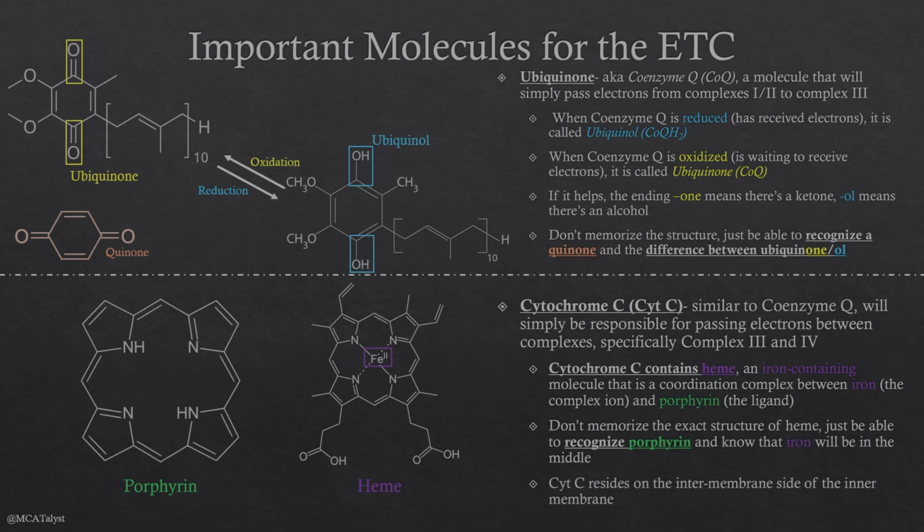Cytochrome C, additionally, is going to be on the intermembrane side of the inner membrane. So the inner membrane has one side that faces the matrix, and another side that faces the intermembrane space. Cytochrome C just happens to reside on the intermembrane side. There aren't super important reasons as to why for the purposes of the MCAT, but that's just another thing that I recommend at least having knowledge of.